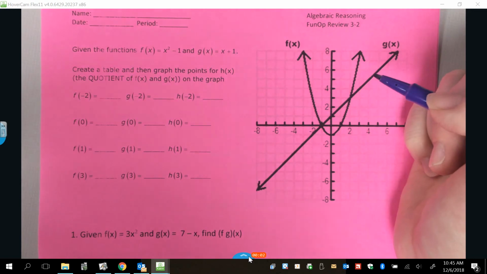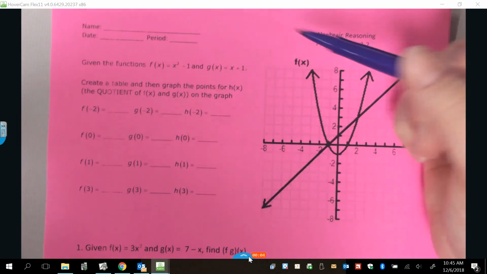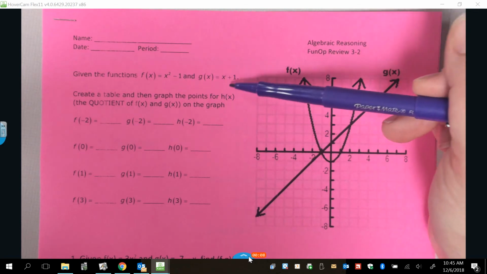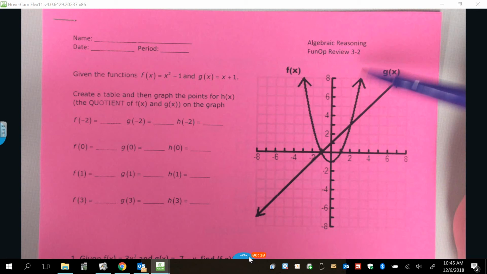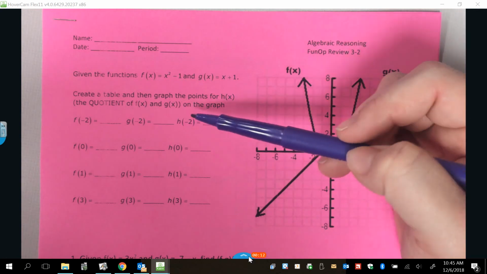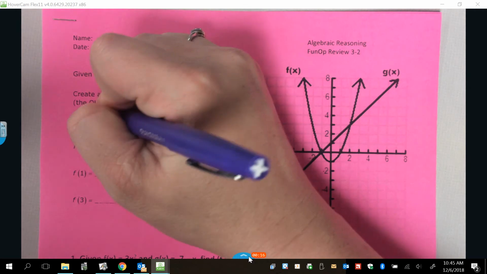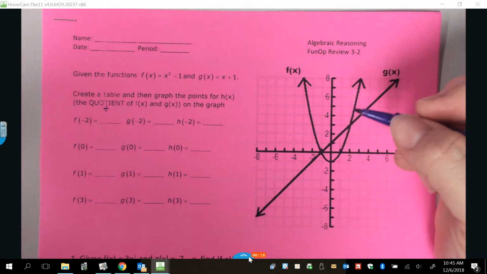Hey y'all, test tomorrow. Okay, so it says given the function f of x is x squared minus 1 and g of x is x plus 1, so that's what's graphed, create a table and then graph the point for h of x. The quotient means divide, of f of x and g of x.